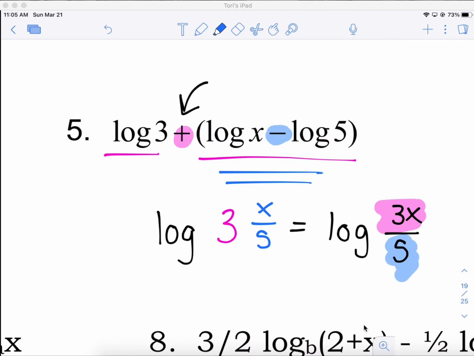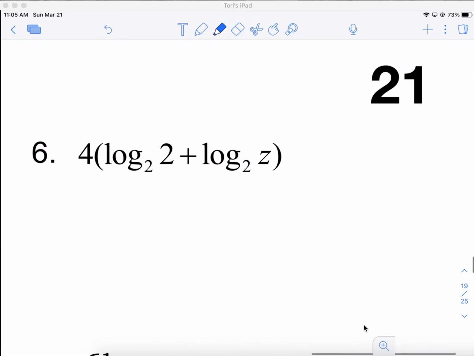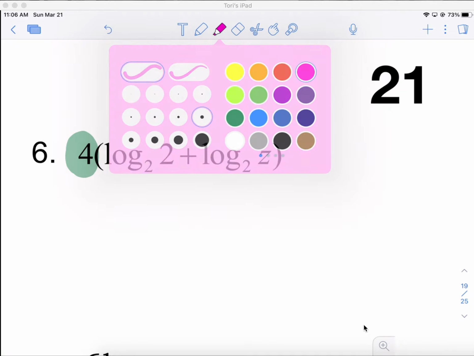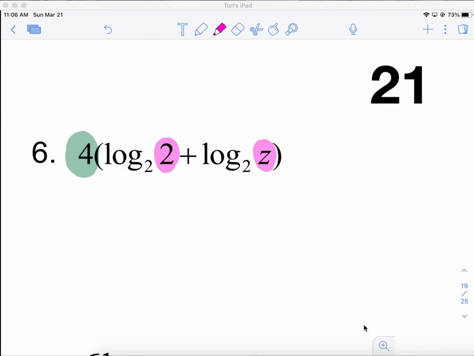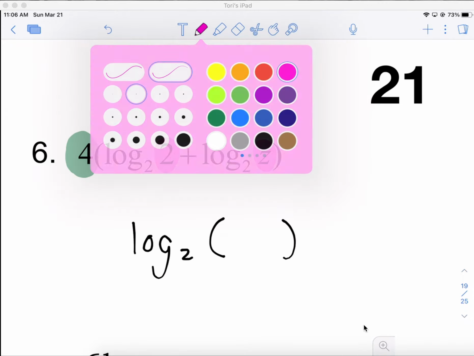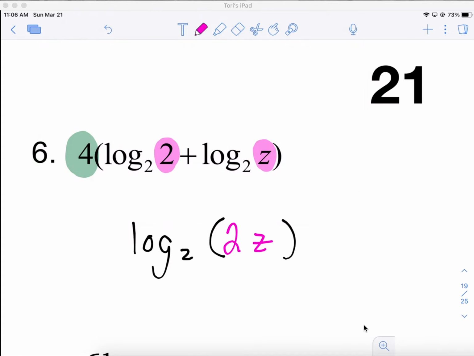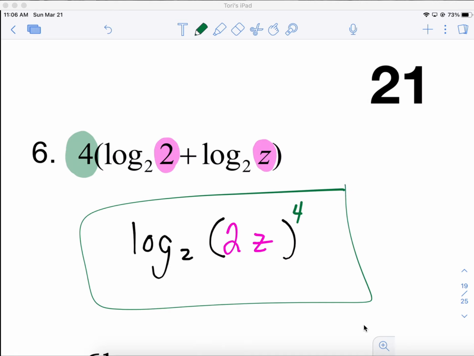Okay. All right, let's go to number 6. Number 6, that 4 exponent, he is out front of the whole thing. So he has to be on the whole parenthesis. The 2 and the z, they are adding. So they are going to multiply back together. We're going to end up with log 2 in parentheses. You're going to put the 2 and the z back together. And that whole thing is going to get raised to the 4th power. Not the whole log, just that 2z. Okay? All right, that's our final answer for that one.